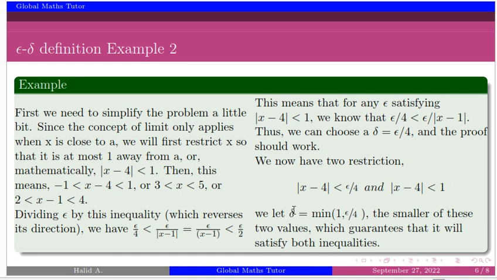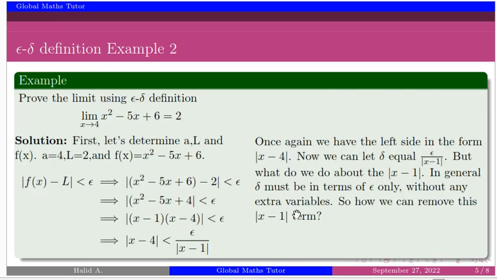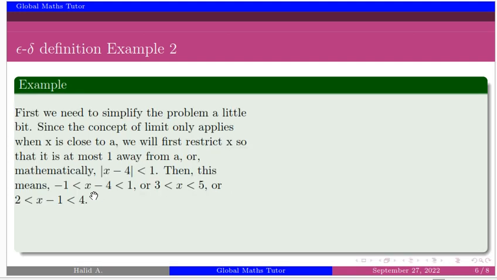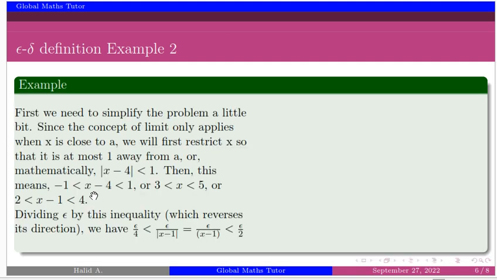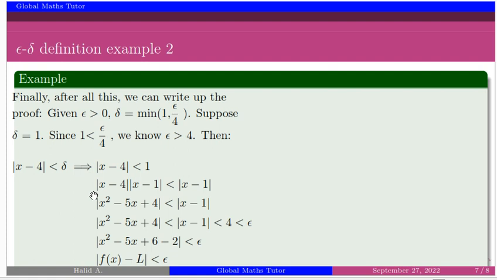Then after getting delta, we know our number from this assumed epsilon. That means we can rewrite this proof inversely. Let's do it.